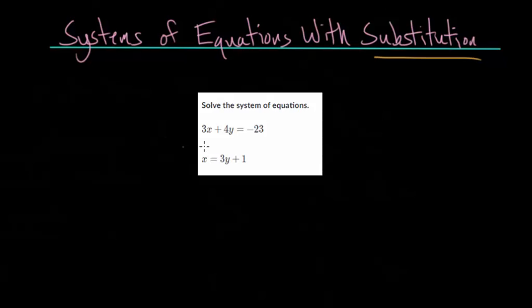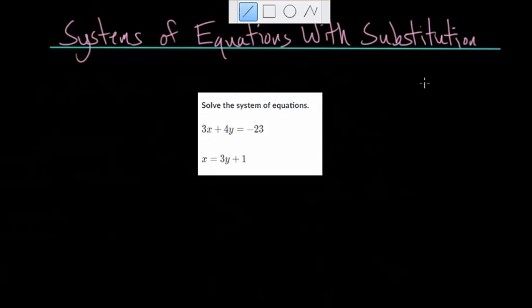Now, if the problem's set up where both equations are written in standard form with x and y on the same side, then elimination is probably the fastest. However, in most situations, I would argue that substitution is the one that's best to be used in practice. So what do we mean by the substitution method?